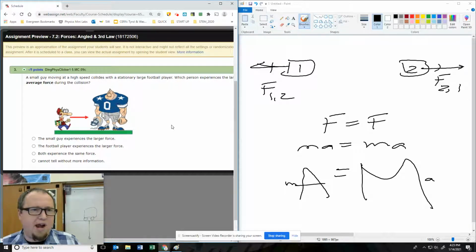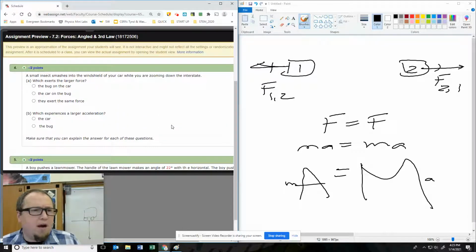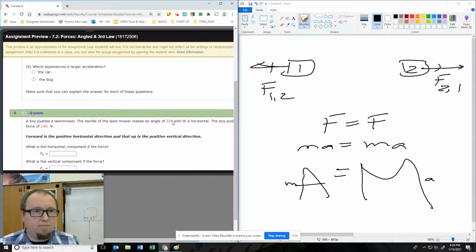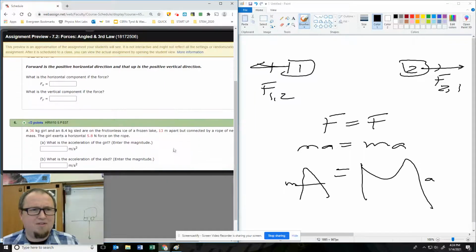Which person experienced a larger average force? Okay, it's the same. All right, small insect smashes into a car. Same force. Experiencing a large acceleration, the bug, though, people. All right, make sure that you explain the answer for each of these questions. Oh, do you have to do that? I don't know if you have to do that in there.